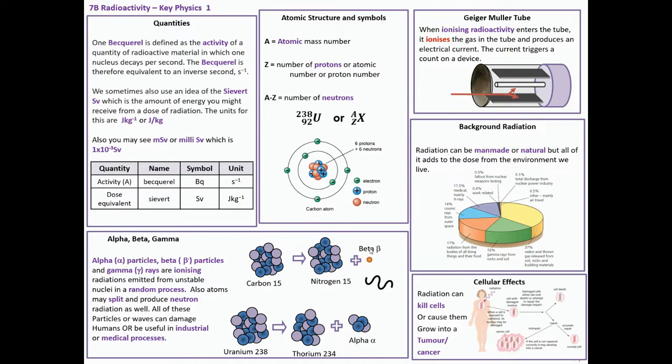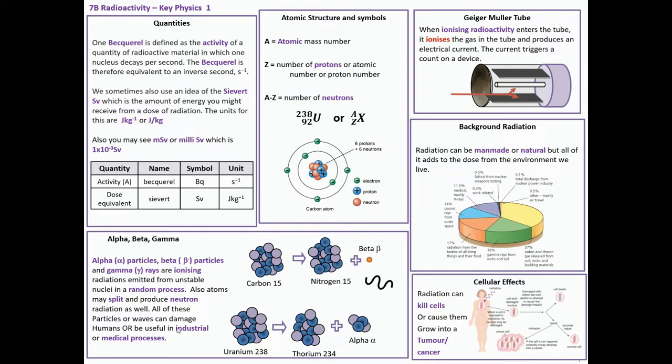Often, when we've had a beta particle or alpha particle emitted from a nucleus, we also get gamma, but sometimes we just get gamma. It's a random process. We can't predict when it's happening. We can't affect when it happens. It just happens. Also, atoms or nuclei may be split and produce neutron radiation as well.